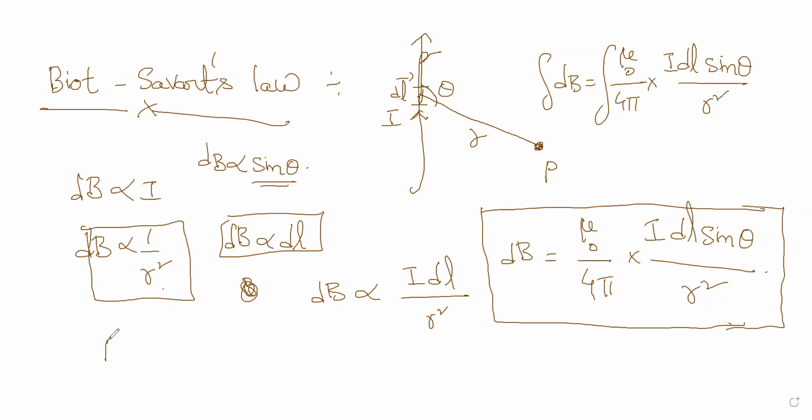What is mu naught by 4 pi? That is called magnetic permeability. Mu naught by 4 pi, the value is 1 into 10 to the power of minus 7. The units are Henry per meter. That's what you have to remember. Units are Henry per meter.